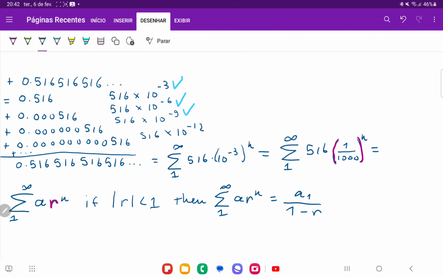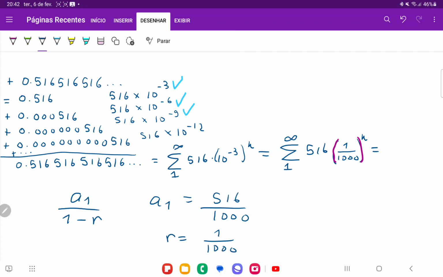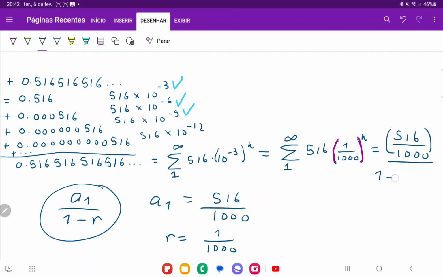Let me just write this down here. So we're looking for a sub 1 divided by 1 minus r, where a sub 1 is the first term, so that's going to be 516 over 1,000. And our ratio is going to be 1 divided by 1,000, right? So let's plug it into this formula here. We have a sub 1, so 516 divided by 1,000, and all of that divided by 1 minus r, so 1 minus the ratio 1 divided by 1,000.